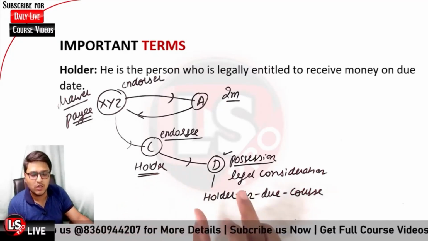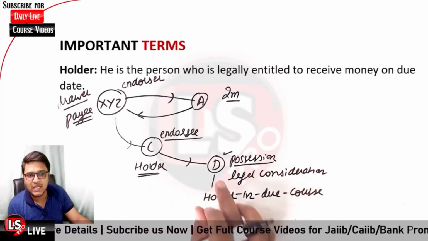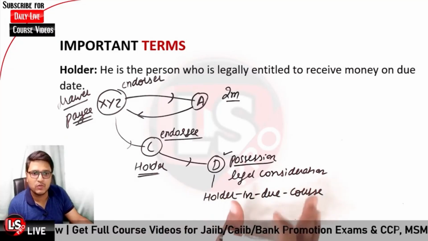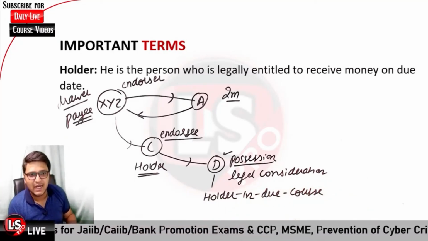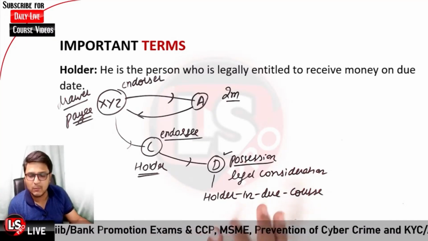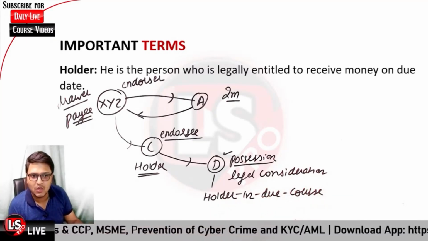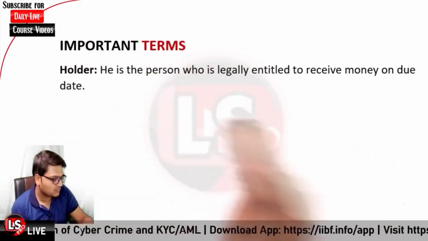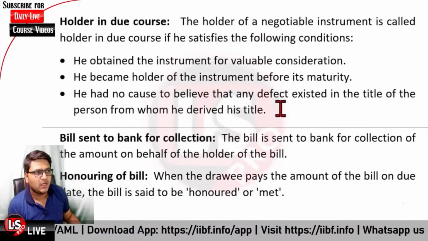Now who is the holder in due course? The one who has the physical possession of the instrument, and further who also holds the instrument for legal consideration. So he is legally entitled to receive the payment, and he also has possession of the instrument, that is holder in due course. Are you getting my point? Okay, so that was regarding holder and holder in due course.